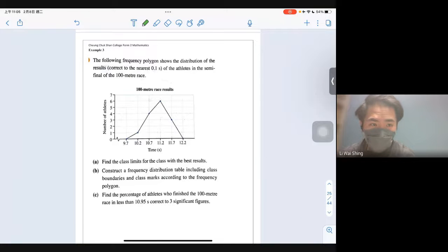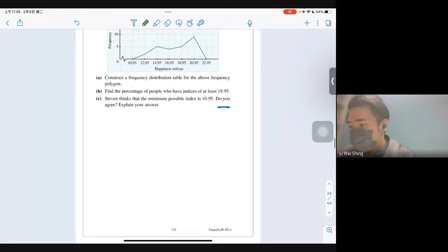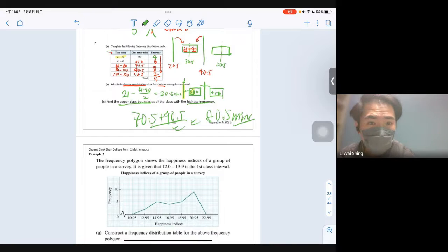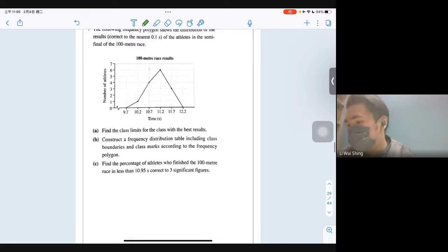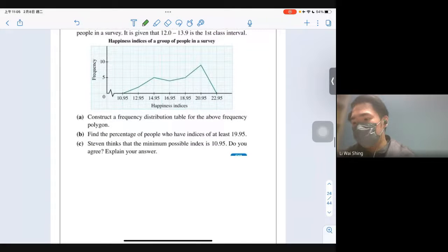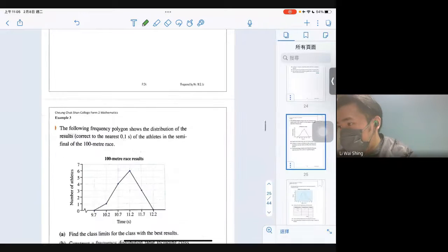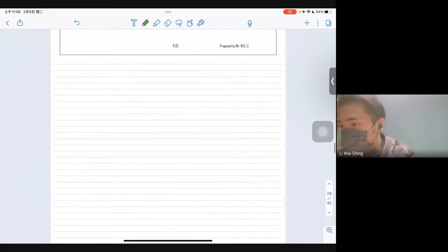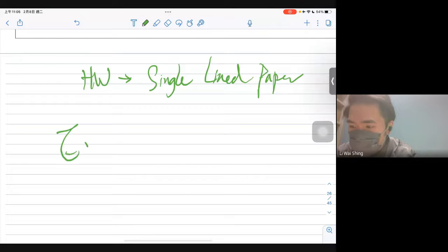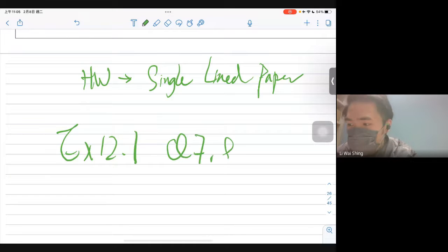So let me give you the homework. This is not classwork, this is homework. That means you need to do it on a single line paper. Don't do it on a toilet paper. Not example 2, not example 3. I will let you do that later. For the homework, I need you to do exercise 12.1, questions 7, 8, 11, 12, 13, A and B.